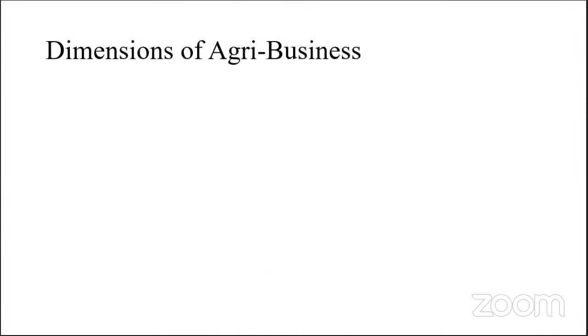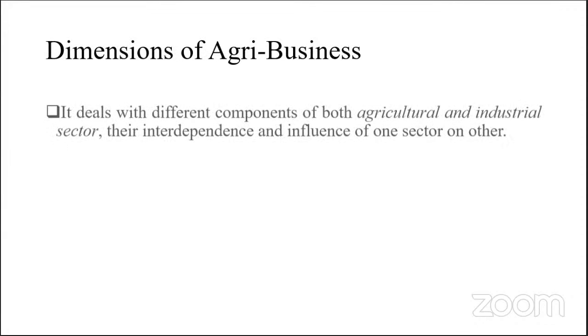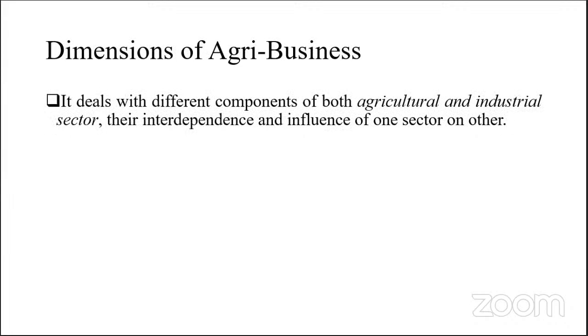Next we will move on to the dimensions of agribusiness. What are the dimensional areas of agribusiness? It deals with the different components of both the agri and industrial sectors, their independence and their interdependence, and the influence of one sector on another. This point is very, very important: why agribusiness is very much needed.